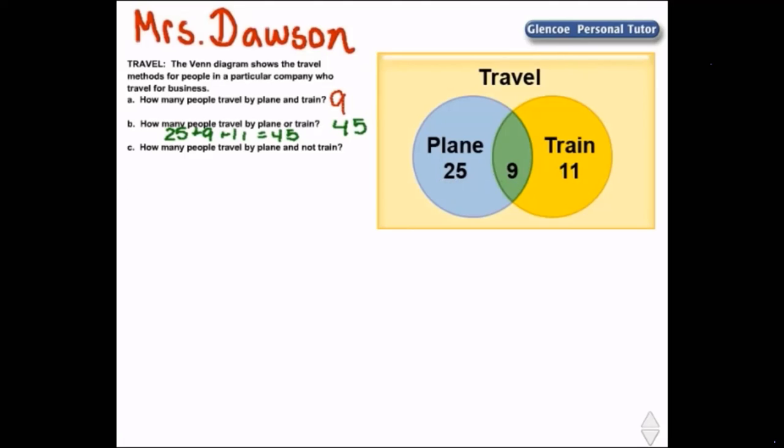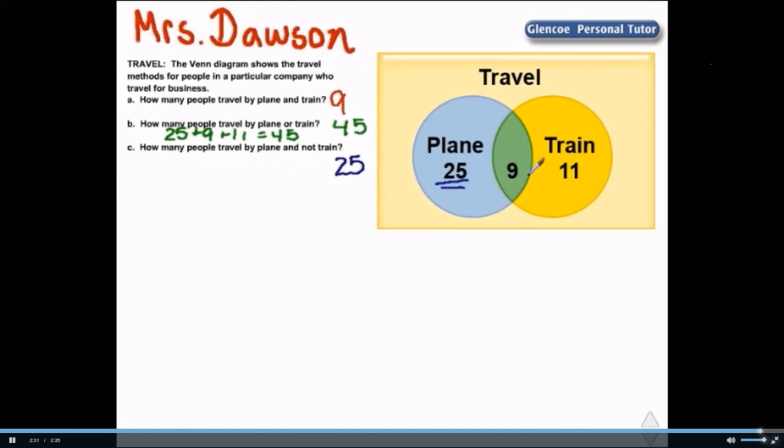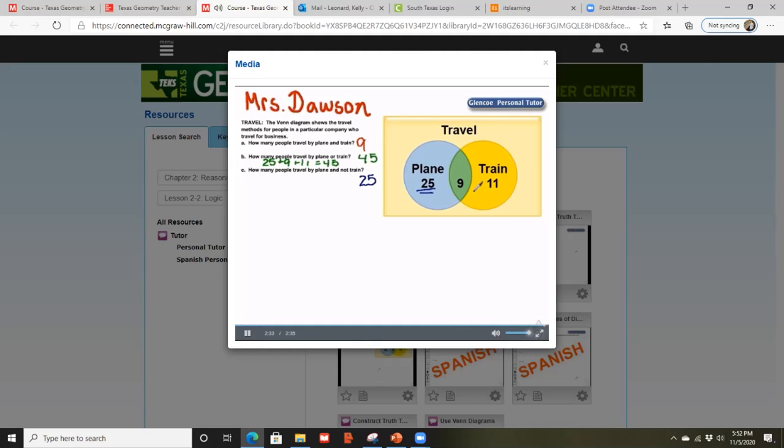Part C. How many people travel by plane and not train? The blue circle represented the people who travel by plane. The overlap, or the intersection, represented the number of people who travel by both. 25 is the number of people who travel by plane and not train.